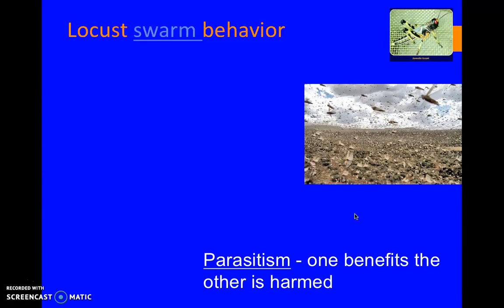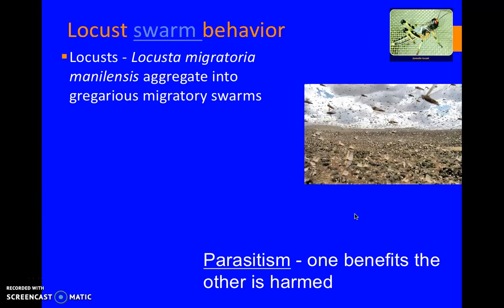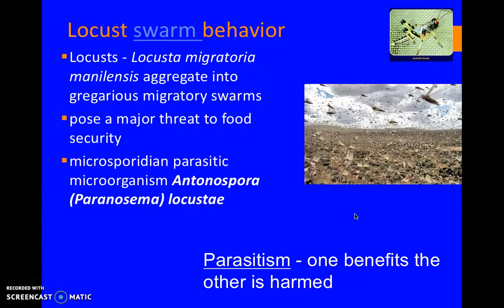A third category of symbiotic relationship that catches our attention is parasitism. In parasitism, one partner benefits, but the other is harmed. That is the type of symbiotic relationship that always catches the attention of human beings.